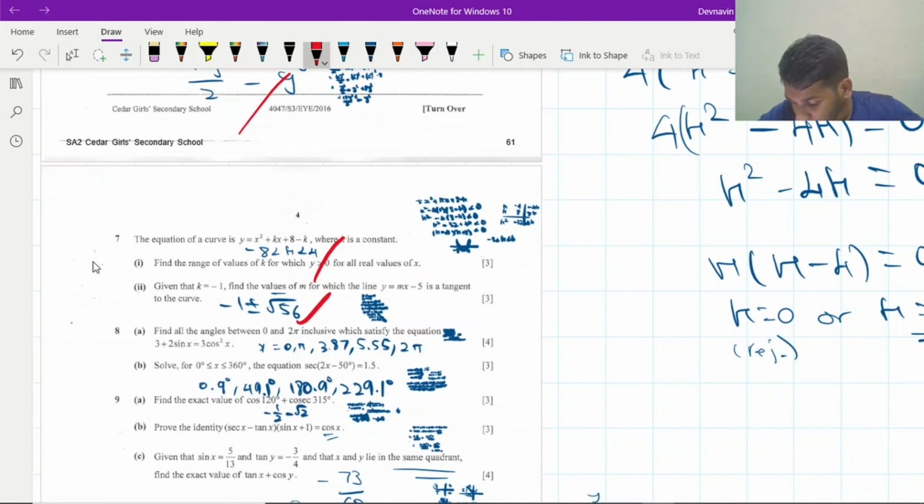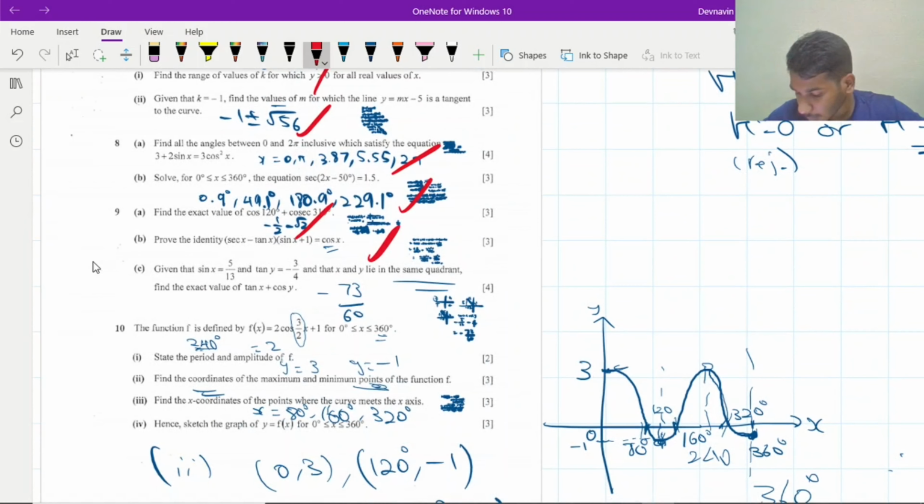Next is 0, pi, 3.87, 5.552 pi. Perfect. And the next one is going to be 0.9 degrees, 49.1 degrees, 180.9 degrees, and 229.1. Perfect. Then next we're going to have negative 5 minus square root 2. Good. Proving. Yeah, I'll prove that. And negative 1, 13 over 60.